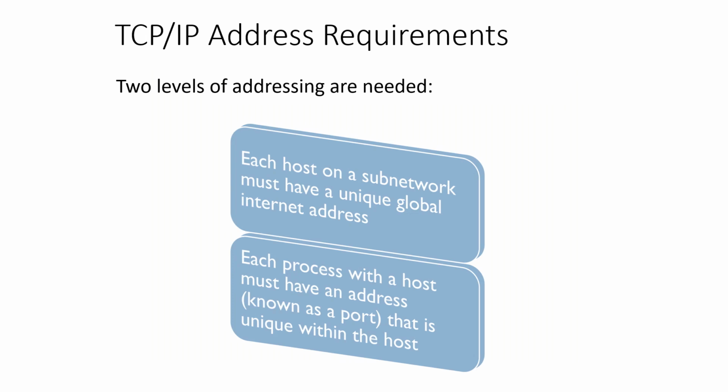Each host on a subnetwork must have a unique global internet address. This allows the data to be delivered to the proper host. Each process within a host must have an address, or port, that is unique within the host. This allows the host-to-host protocol, or TCP, to deliver data to the proper process.